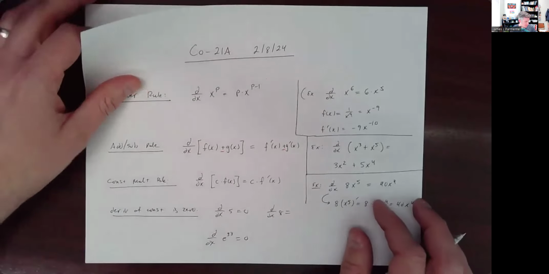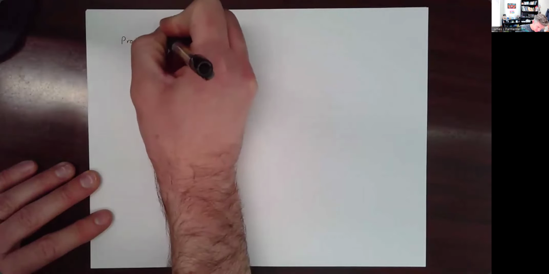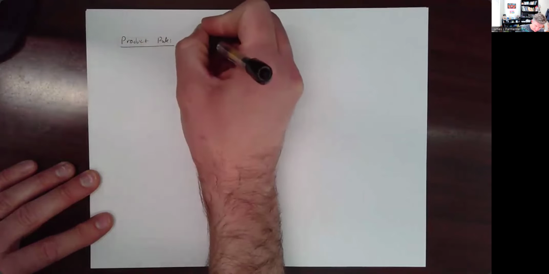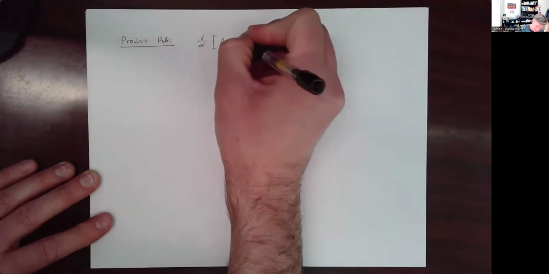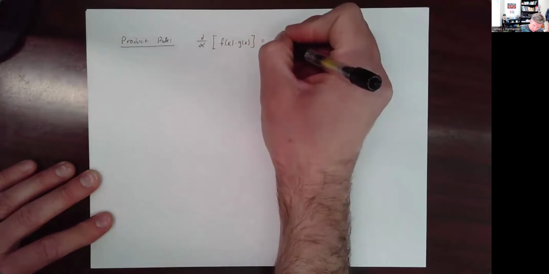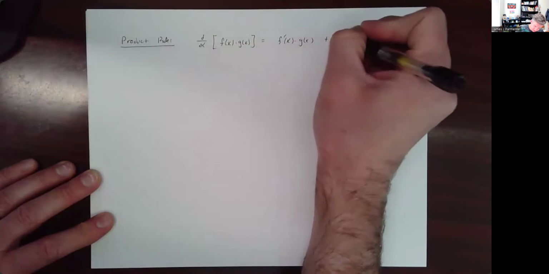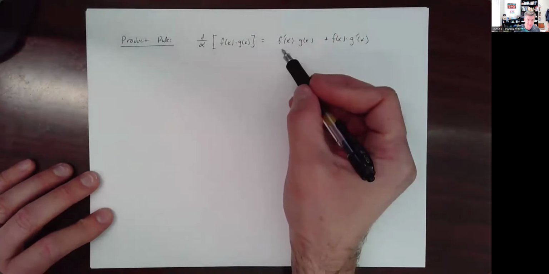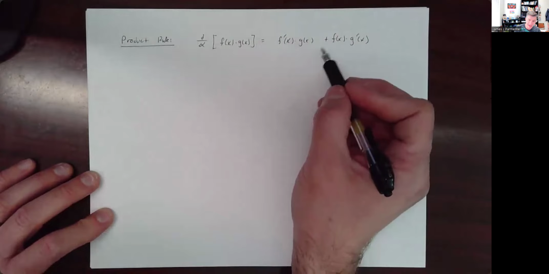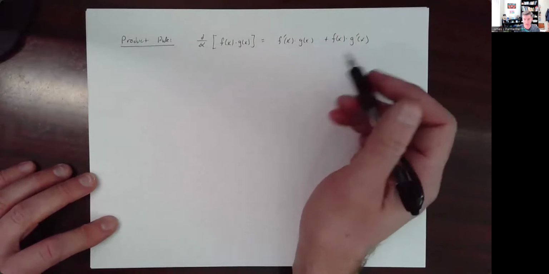Okay, but now for the rules that we use a little bit more explicitly, we have the product rule, which is that the derivative of f of x times g of x is equal to f prime of x times g of x plus f of x times g prime of x. I always think of it as the derivative of the first function times the not derivative of the second function plus the not derivative of the first function times the derivative of the second function. Derivative and the not derivative in every way you can get it.